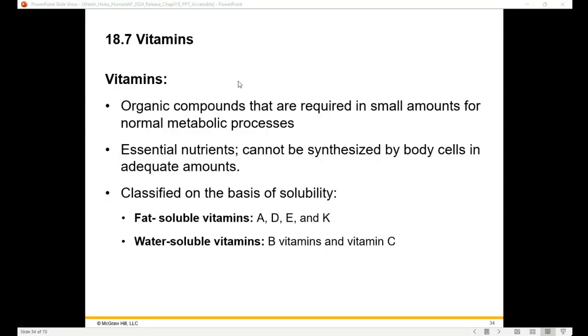Vitamins. So vitamins are organic compounds that are required in small amounts for normal metabolic processes. Essential nutrients are those that cannot be synthesized by the body cells in adequate amounts. And vitamins are classified on the basis of solubility. Fat-soluble vitamins are A, D, E, and K. Water-soluble vitamins are the B vitamins and vitamin C.